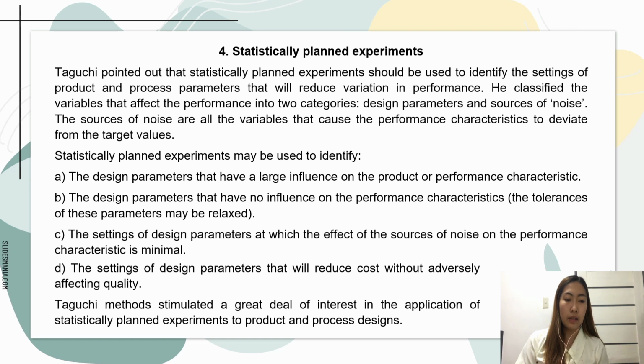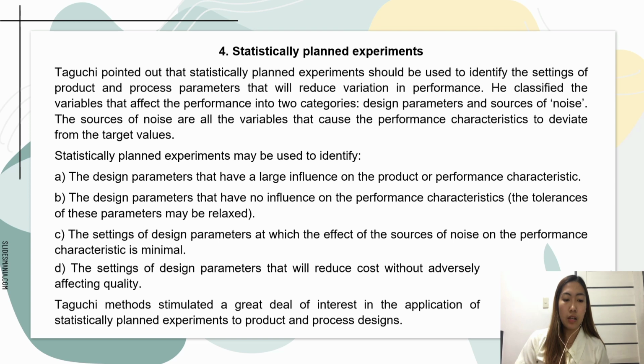Statistically planned experiments may be used to identify first the design parameters that have a large influence on the product or performance characteristics. Then the design parameters that have no influence on the performance characteristics. The tolerances of these parameters may be relaxed. Then, the settings of design parameters at which the effect of the sources of noise on the performance characteristics is minimal. Then lastly, the setting of design parameters that will reduce costs without adversely affecting quality.